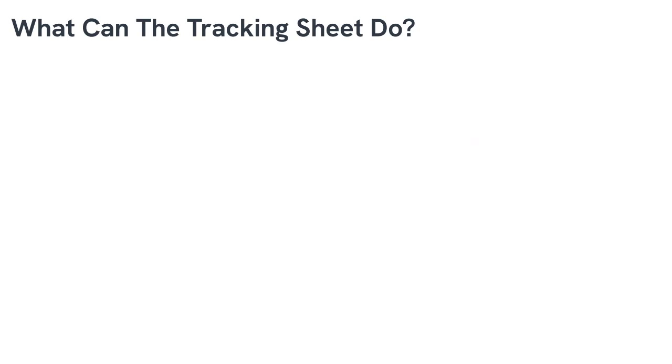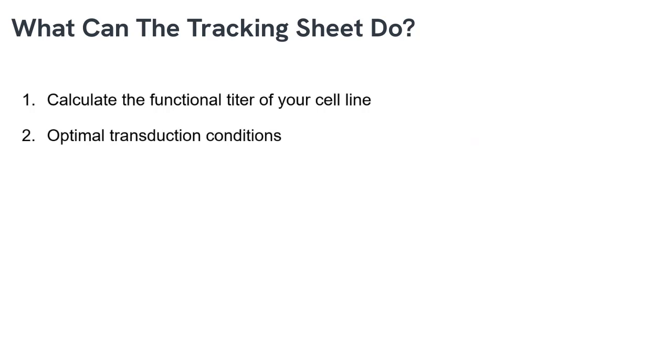In this video, we will go through how to use the pool tracking worksheet. The tracking worksheet can be used both before and after you buy your pooled screening library. You can work through the entire sheet before buying to calculate the functional titer in your cell line, optimal transduction conditions, and how many cells and plates you will need.